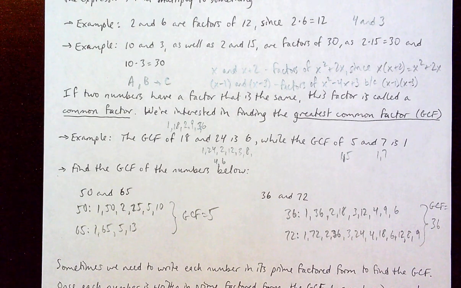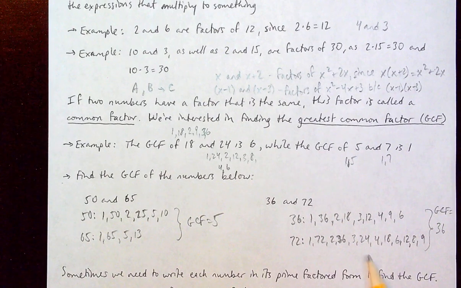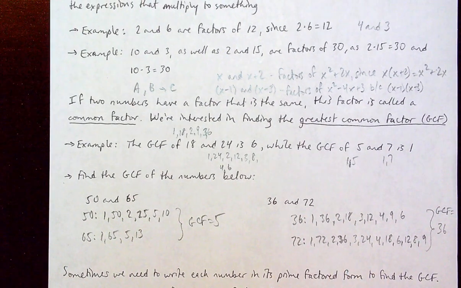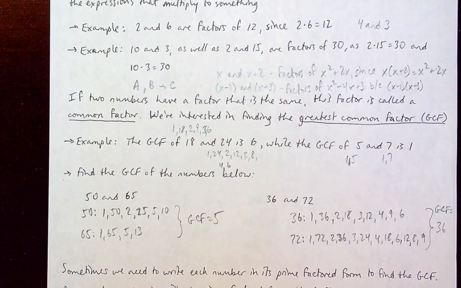Now, these numbers weren't too bad. Yes, some of these numbers did have lots of factors, like, say, this one here. So there was a lot of listing that we had to do. That can get tedious, that can get kind of tiresome. So what's another way that we can do this to make this a lot nicer? Perhaps make it easier on us.